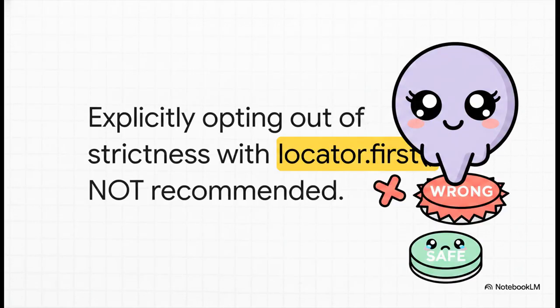Now, because strictness errors can admittedly be a bit annoying, you might be tempted to force Playwright to just pick the first one it finds. You can technically opt out of strictness using locator.first, locator.last, or locator.nth. But let me be perfectly, absolutely clear. This is not recommended. It's a highly, highly dangerous habit. The exact moment your UI changes and a new element appears above your target, your test is going to confidently click the wrong thing without you ever even knowing.